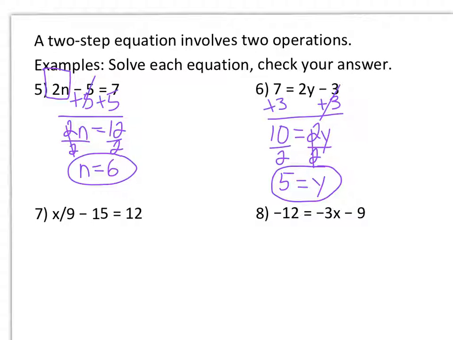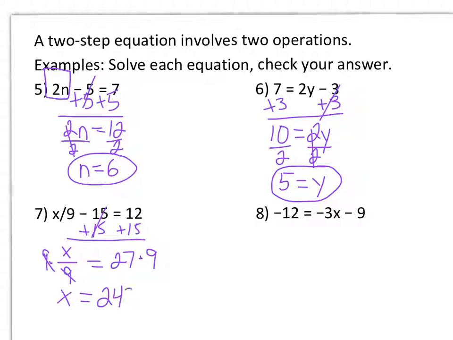Okay, in number 7, that's x divided by 9 minus 15 equals 12. So first step is we're going to add 15. So then we're left with x divided by 9 equals 27. Opposite of dividing is to multiply. So let's multiply both sides by 9. On the left, the 9's divide out. And then x equals 243.